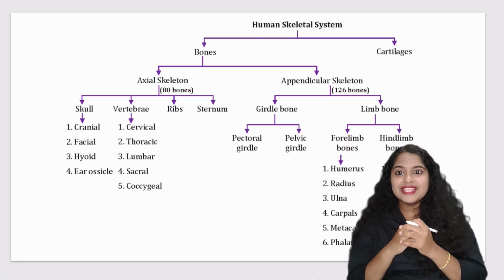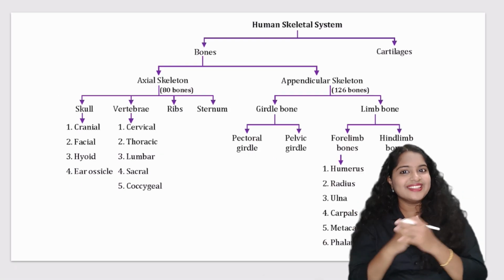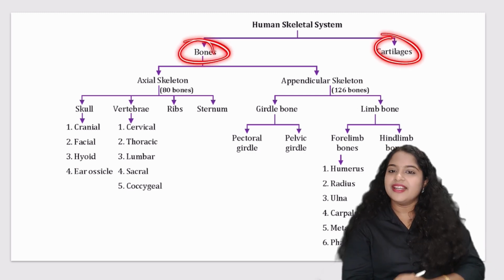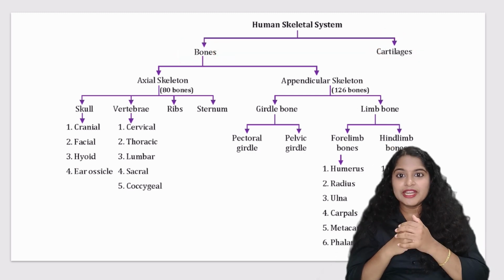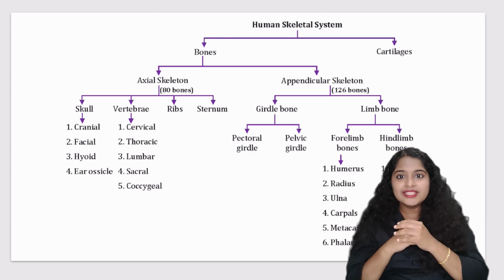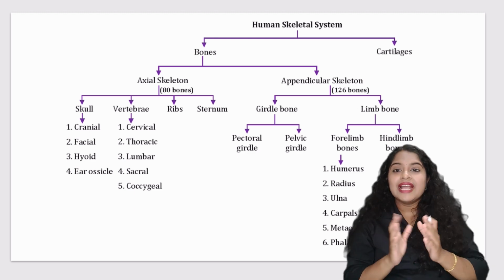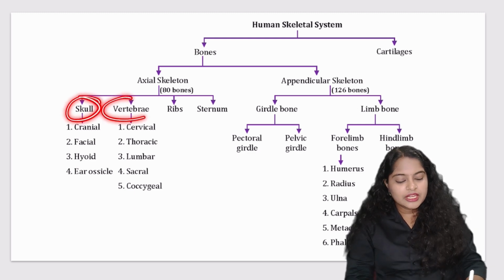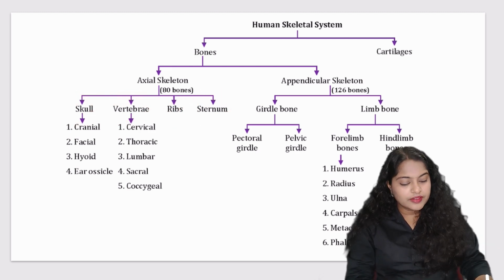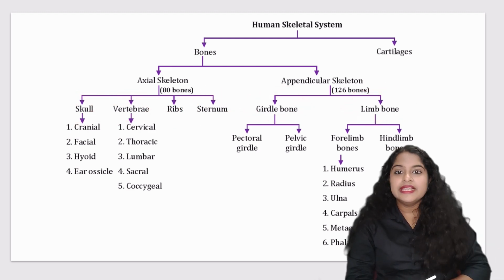So now we will see the most interesting topic of this chapter, that is the human skeletal system. The human skeletal system is made up of both bones as well as cartilage. A human body is made up of 206 bones, out of which 80 are axial bones and 126 are appendicular bones. The axial skeleton consists of the skull, vertebrae, ribs and sternum. And the appendicular skeleton consists of girdle bones and limb bones.